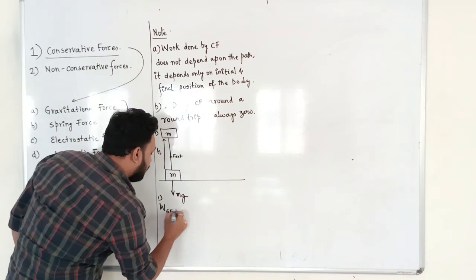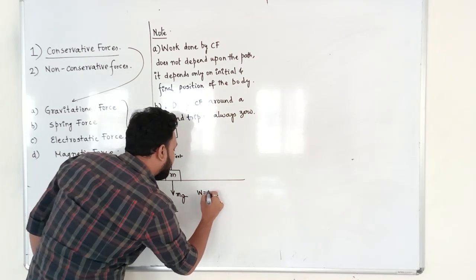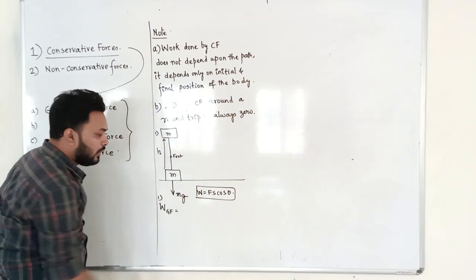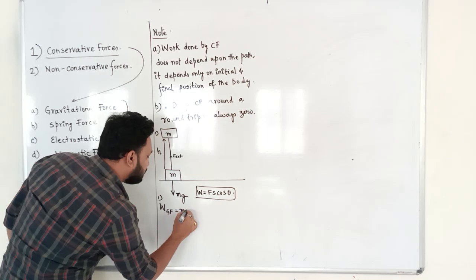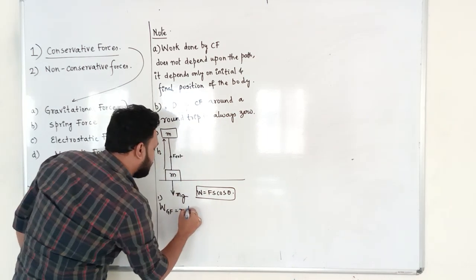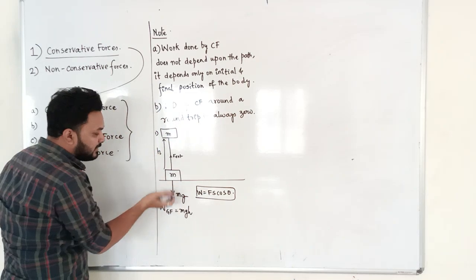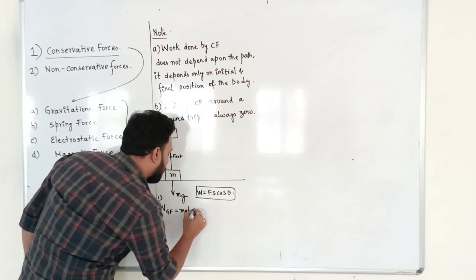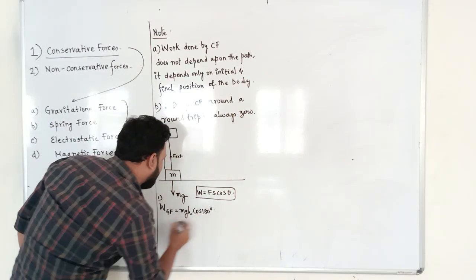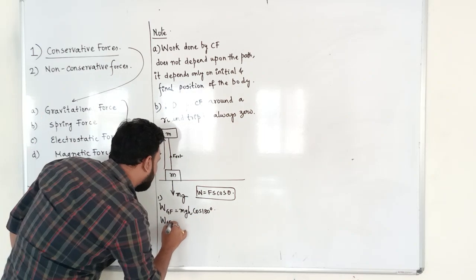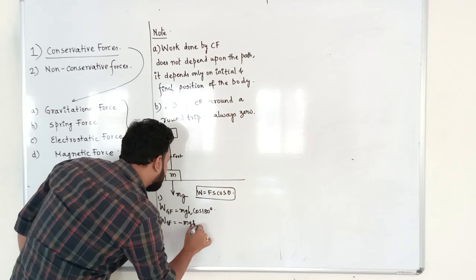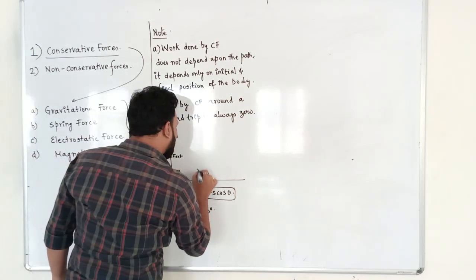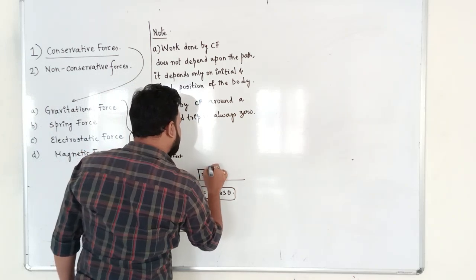Now, work done equals F S cos theta. This is our basic equation. What is F? Mg. What is S? h. What is the angle between mg and h? Mg is downwards, h is upwards, so 180 degrees. Cos 180 degrees is minus 1. Work done by gravitational force is minus mgh. In the first part, suppose we take the block like this.